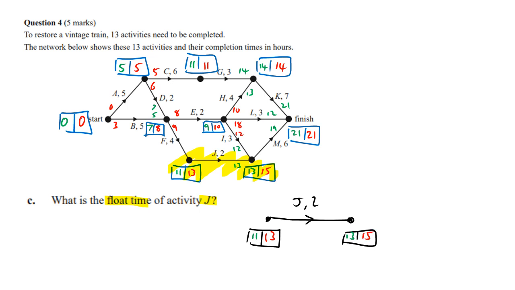So all I've got to do is the last box minus the first box and the activity duration. So if I do that, it's 15 minus 11 minus 2. 15 minus 11 is 4, minus 2 is 2. The float time is 2 hours. And you could have done it by the difference between these two, but as I've shown in previous videos, that does not always work.